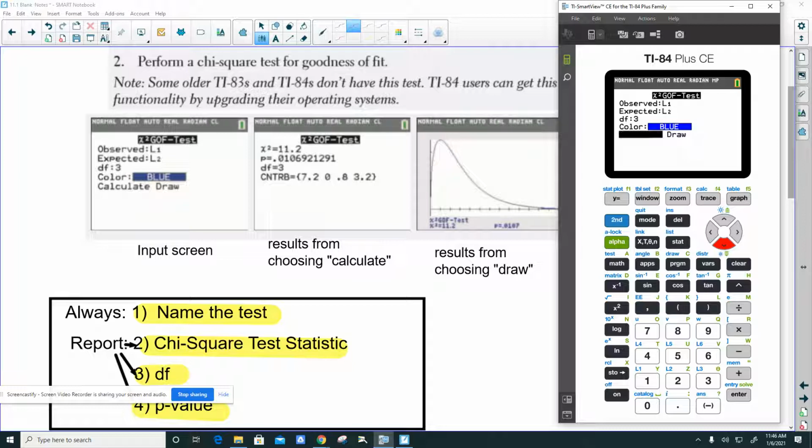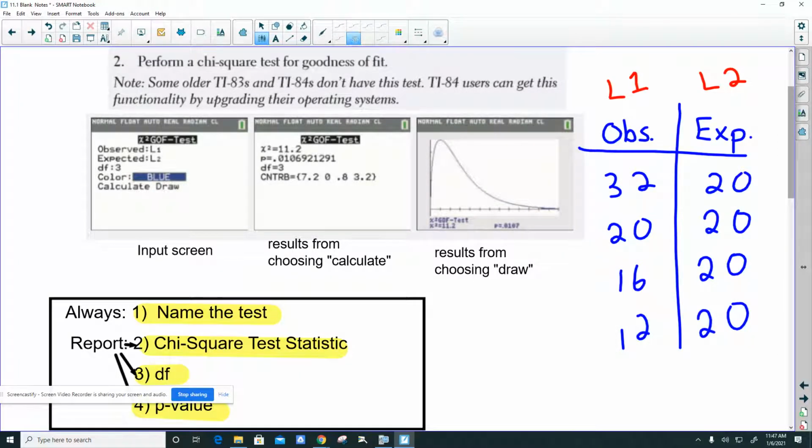Usually I select the calculate as opposed to the draw menu. And you can see what I have on my screen here is exactly what I have on your notes page here that I have captured. If you were to choose the draw menu, it does give you the chi-squared test statistic value in the bottom left corner. It does also report the p-value, which is what we would want to use to compare to our alpha level so we can decide whether we're going to reject our null hypothesis or fail to reject it.